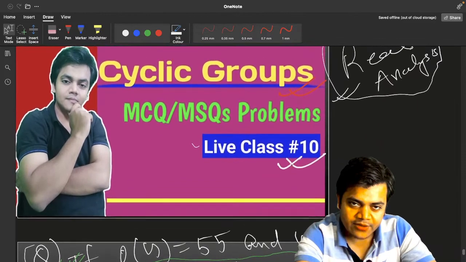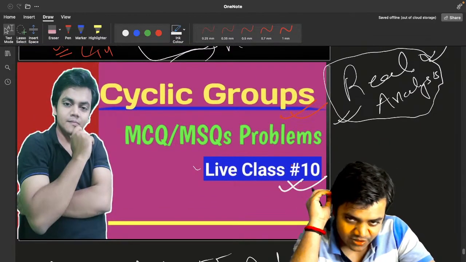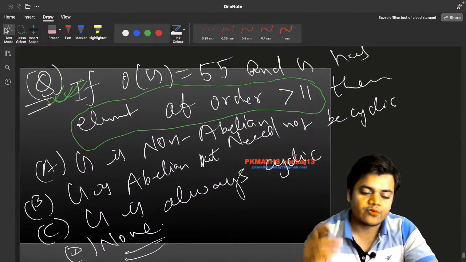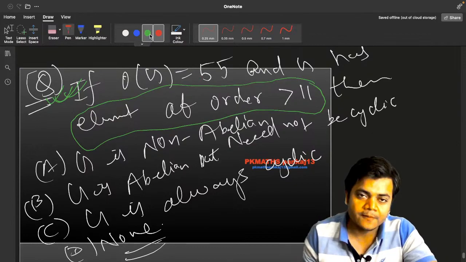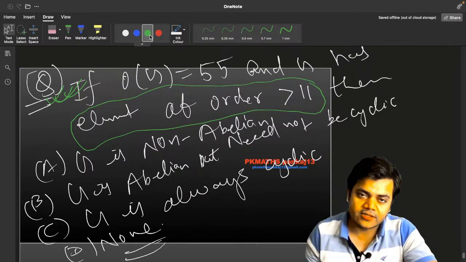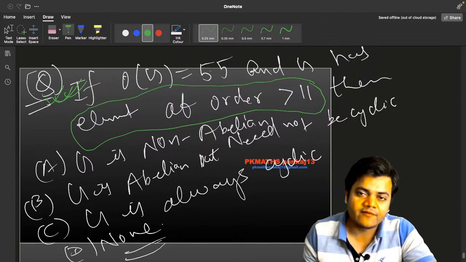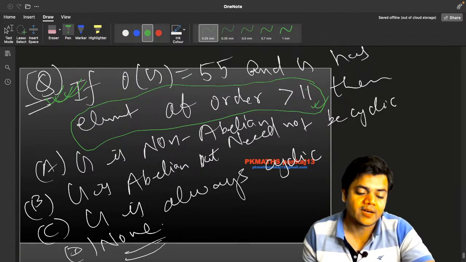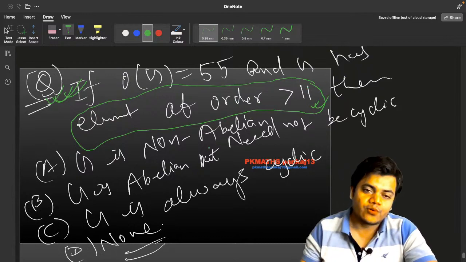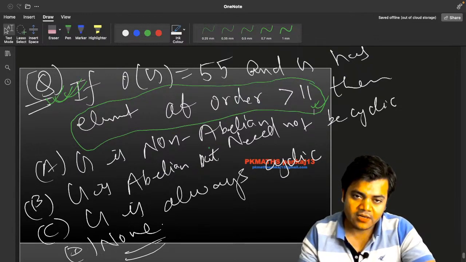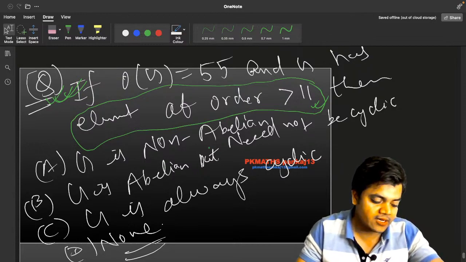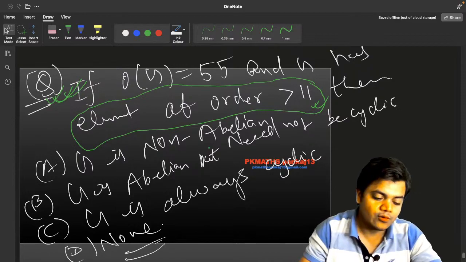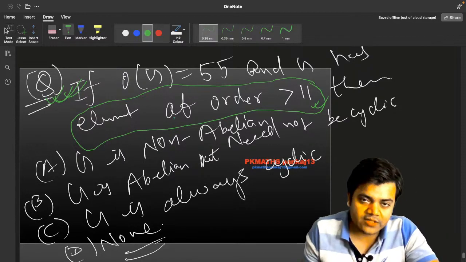This live class 10 is going to begin with a homework question which was given to you yesterday. In this question, the order of the group is 55 and G has an element of order strictly greater than 11. Then what would you like to say? Is your G non-abelian? Is your G abelian but not cyclic? What would you like to say? Is your G always cyclic? Okay, so yes, this was the question.